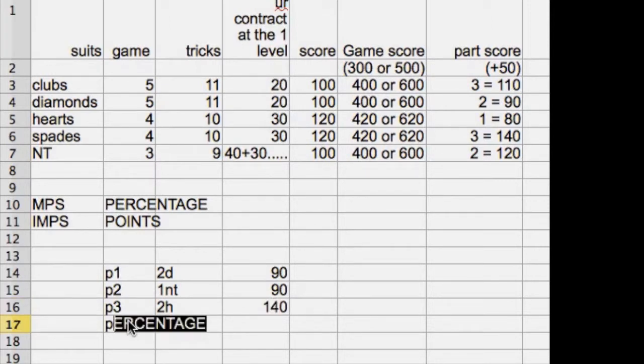Pair 4. What did they do? They doubled opposition and it was -2. And assuming opposition was not vulnerable, that's 300. I'll show you how to count that 300, okay? Show you how we get that score.